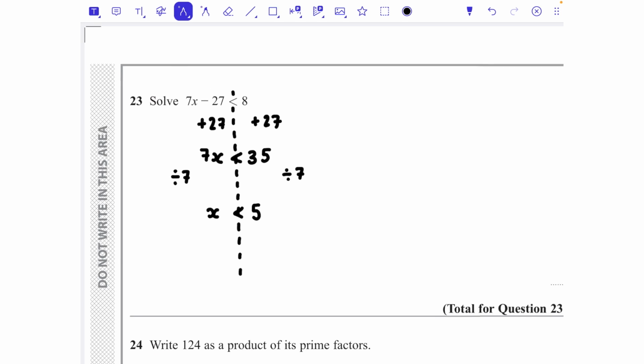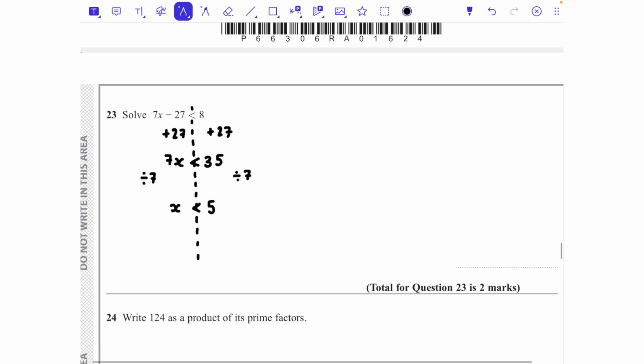Now be really careful, don't put 5 on the answer line. You have to put x needs to be less than 5. Because if you just put 5 on the answer line, the person reading it doesn't know if it equals 5, if it's bigger than 5. But for this inequality to be true, for 7 lots of x, take away 27, to be smaller than 8, x has to be less than 5.